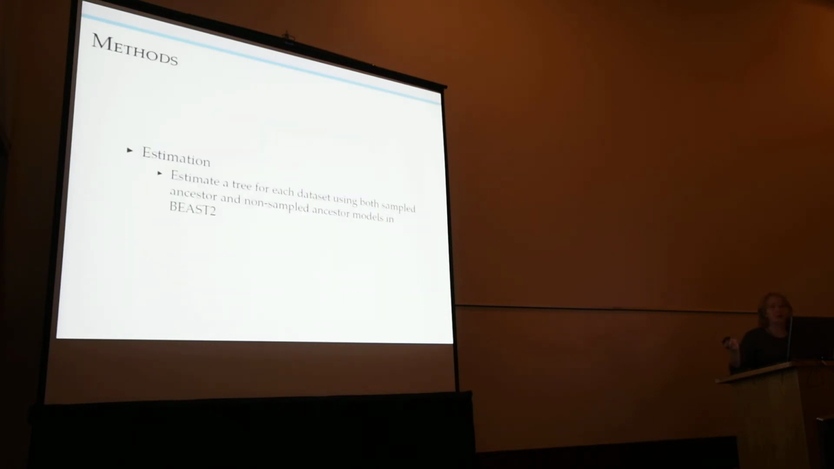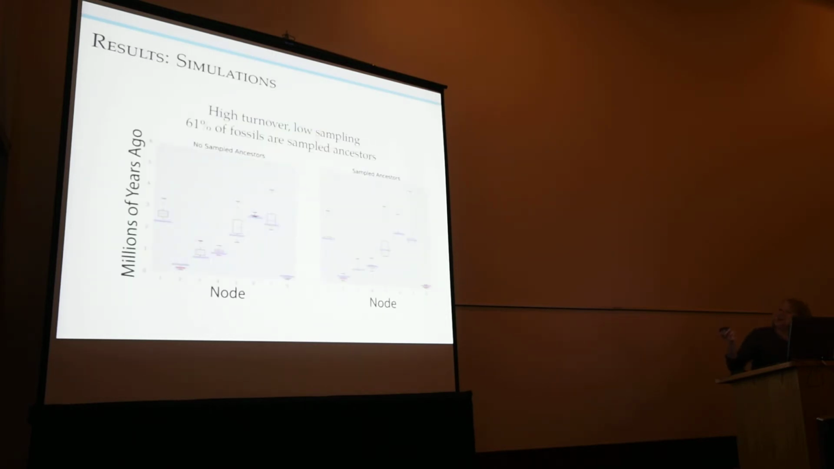I guess we're going straight to results. So here on my results slides, the y-axis is always going to be millions of years ago, so these are the ages of nodes in millions of years ago. And then on the x-axis, these are just 8 nodes that we picked out of our trees, because that is what fits on a slide cleanly.